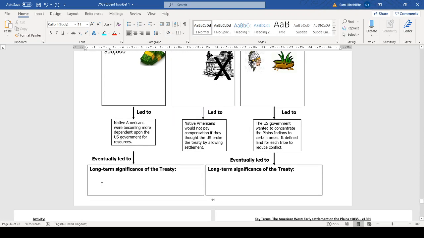The long-term significance of the treaty here is the Native Americans will become dependent. They will lose their independence, and they will lose their way of life and their tradition and their culture. Eventually, settlements will be bought and built upon Native American land. The Native Americans will be put on reservations, and their territory, being designated territory, means that it's the United States who are dictating this treaty.